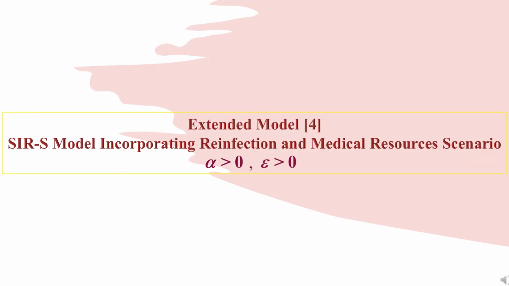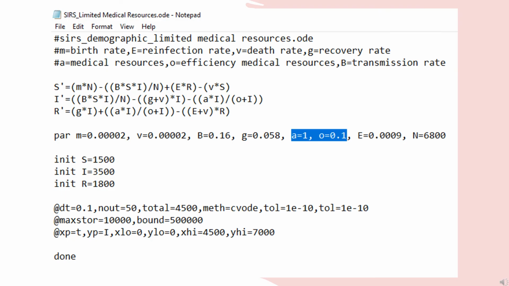Next, we do numerical analysis for extended model 4, the SIRS model incorporating reinfection and medical resources scenario, whereby alpha greater than 0, epsilon greater than 0. This is the coding in the notepad, and as highlighted in blue color, we let alpha equal 1 and let omega equal 0.1.